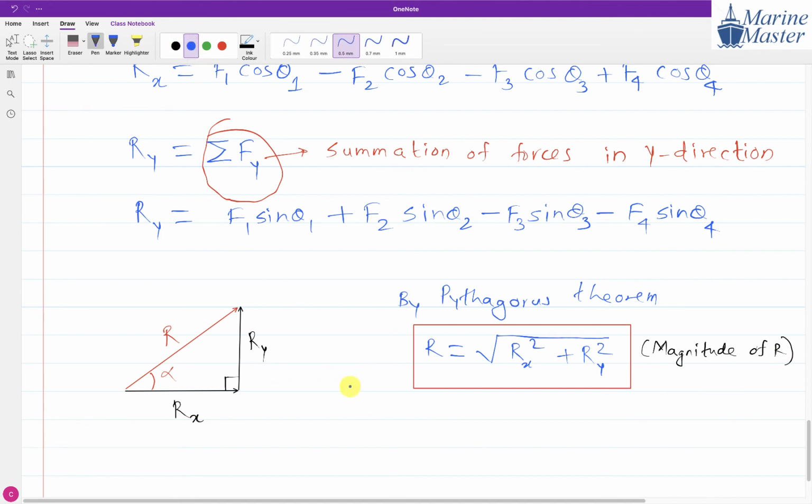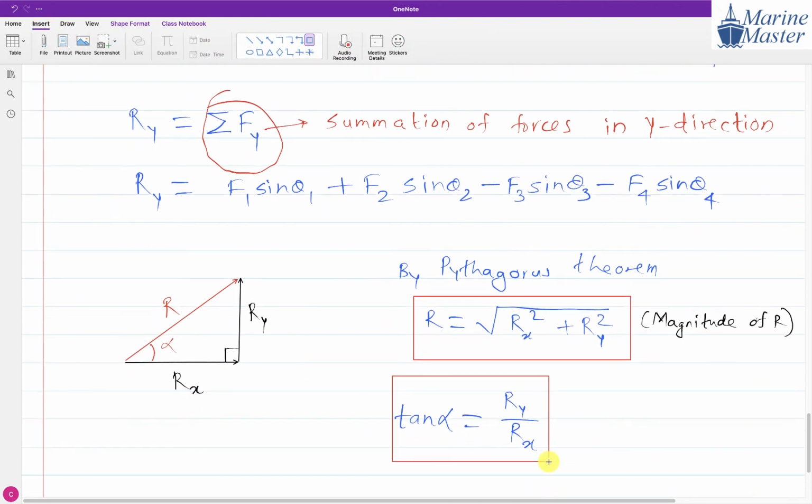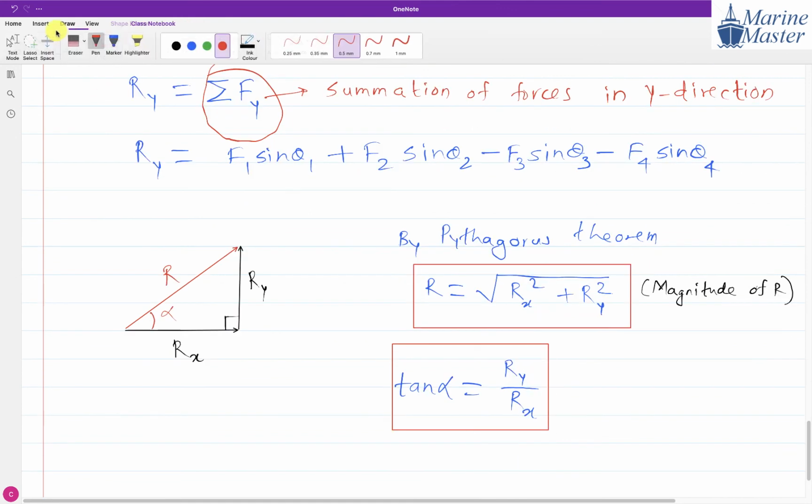And then tan theta, or tan alpha, will be equal to what? Opposite by adjacent, Ry by Rx. By using this relation, alpha means the direction. So by using this relation we get the direction of resultant R. Any doubt in this discussion? You got this point? Yes, sir.